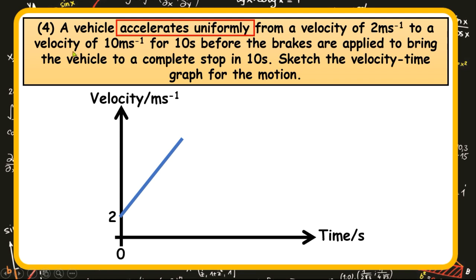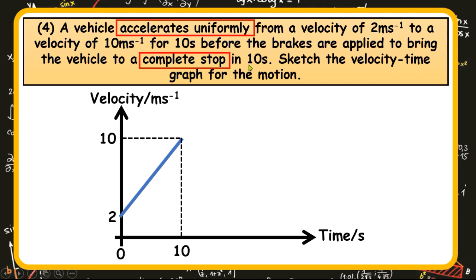It then ends at a velocity of 10 meters per second. So that is the velocity, 10 meters per second. And the time that corresponds to it is 10 seconds. Great. From this end, the question continues to say, before the brakes are applied. It means right from this end, the brakes were applied and the car came to a stop. It retarded. It decelerated in 10 seconds.